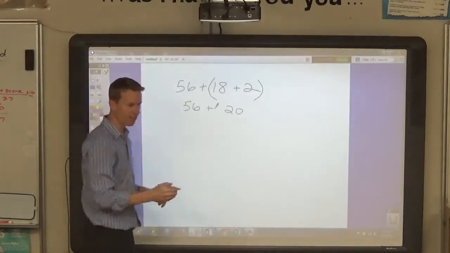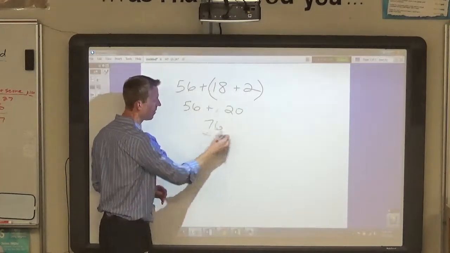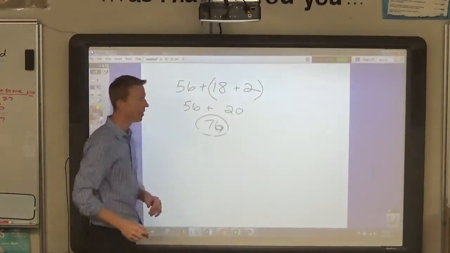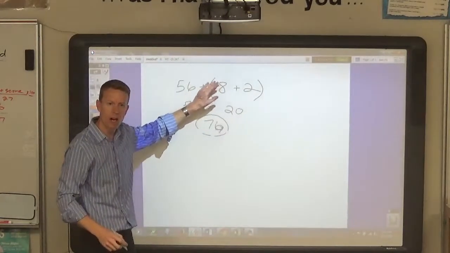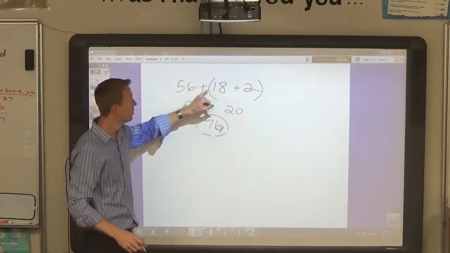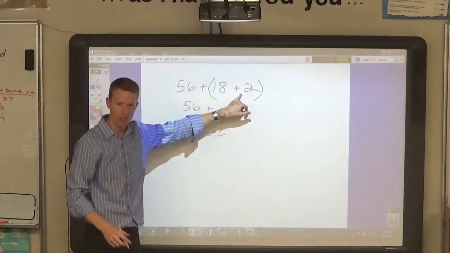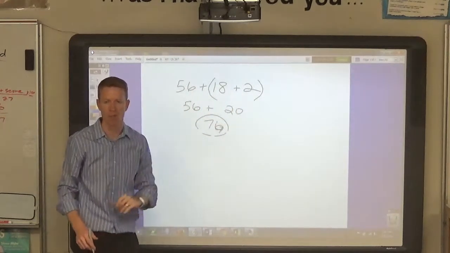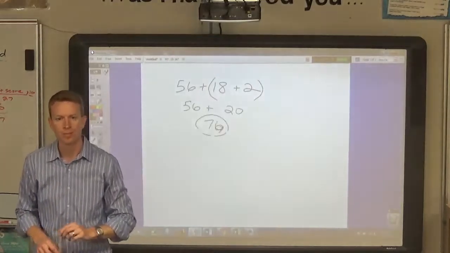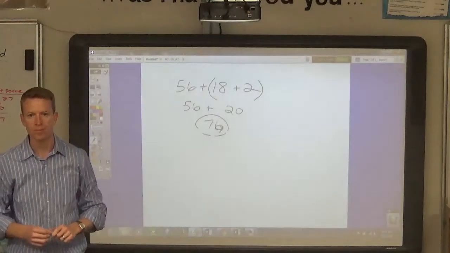Everybody, yeah, 76. You can add that easily. And that uses the associative property to do the second addition first, and then go back and add the third number. Daria? When are we gonna use this?